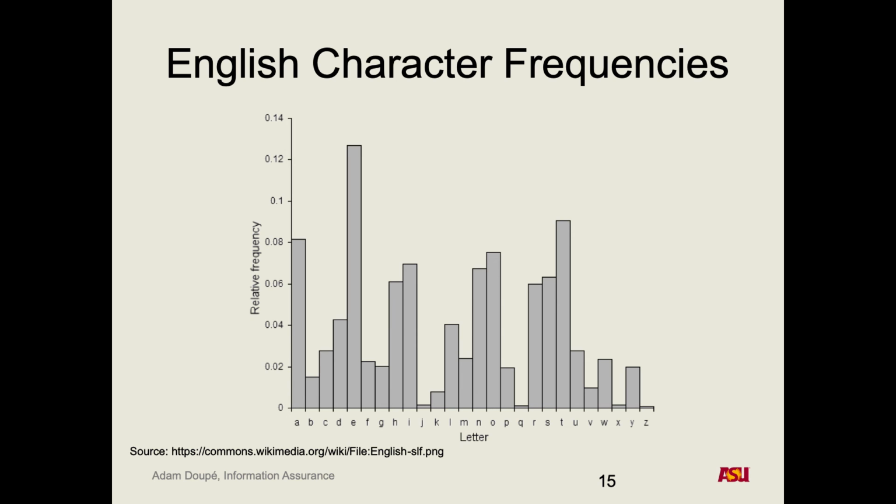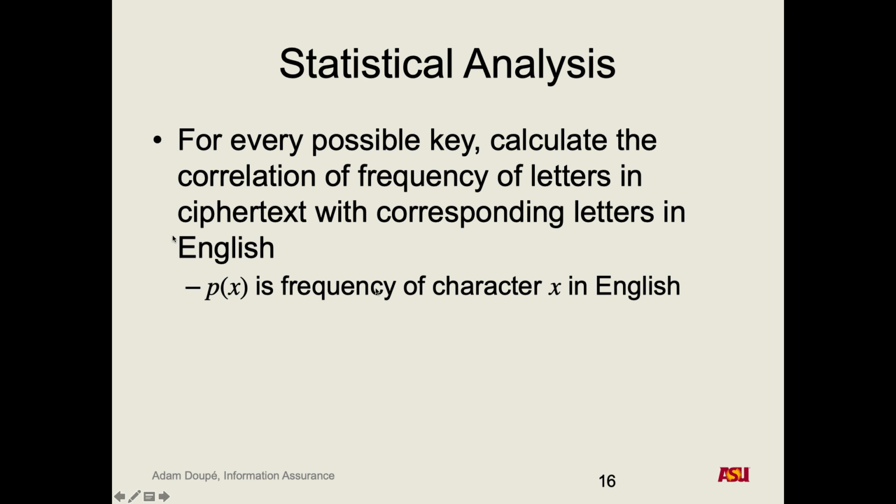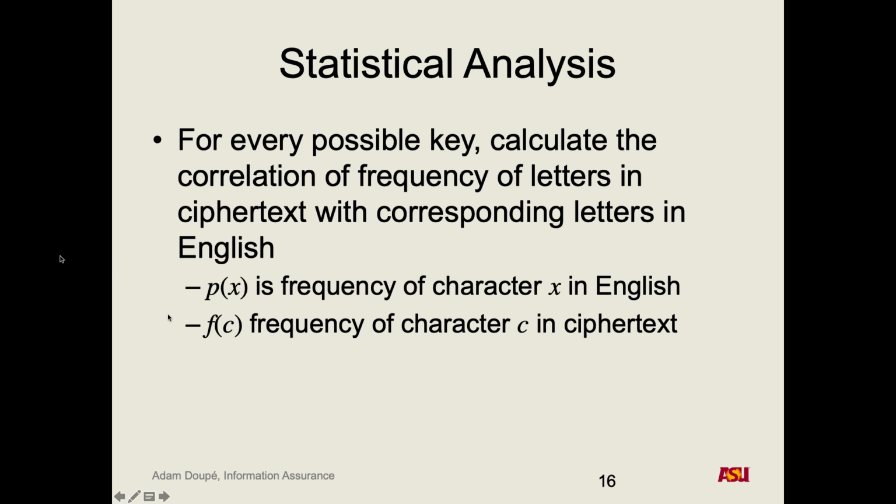So what we can compute is a statistical analysis, and we can say for every possible key, we can try all possible keys and see which one shifts the graph such that it aligns closest with the graph that we care about. So P of X is the frequency of the character in English. That's the graph that we just looked at. We have all those frequencies. F of C is the frequency of that character in the ciphertext. And we can calculate for all the characters what that shift does to that character in this calculation.